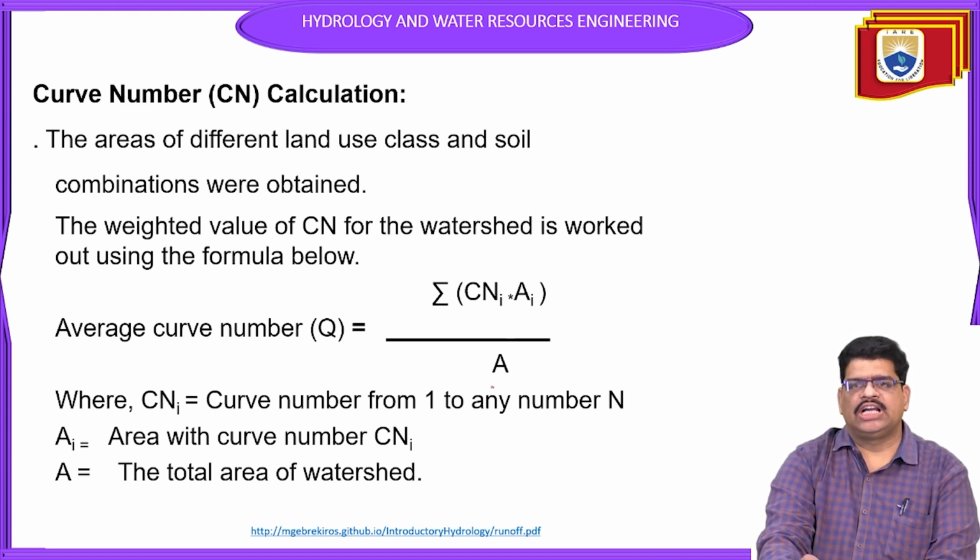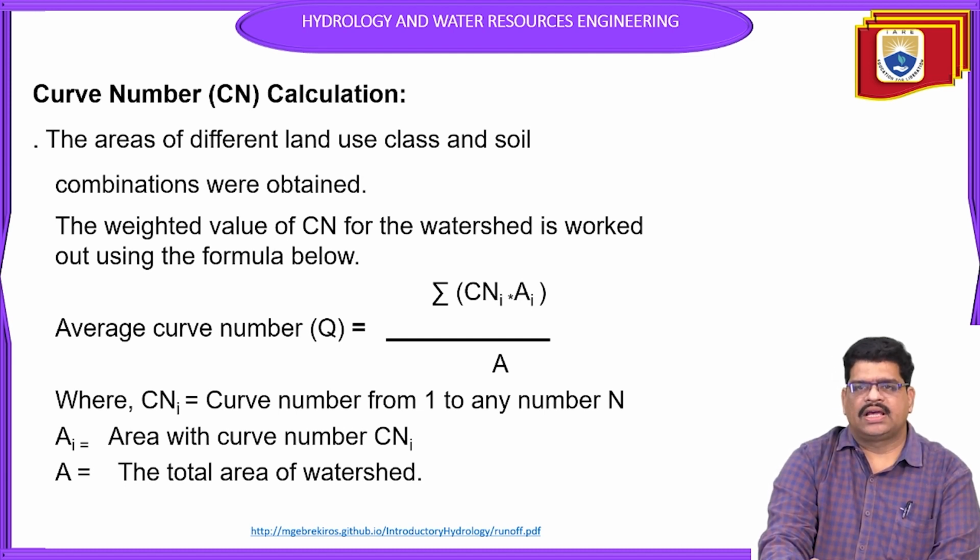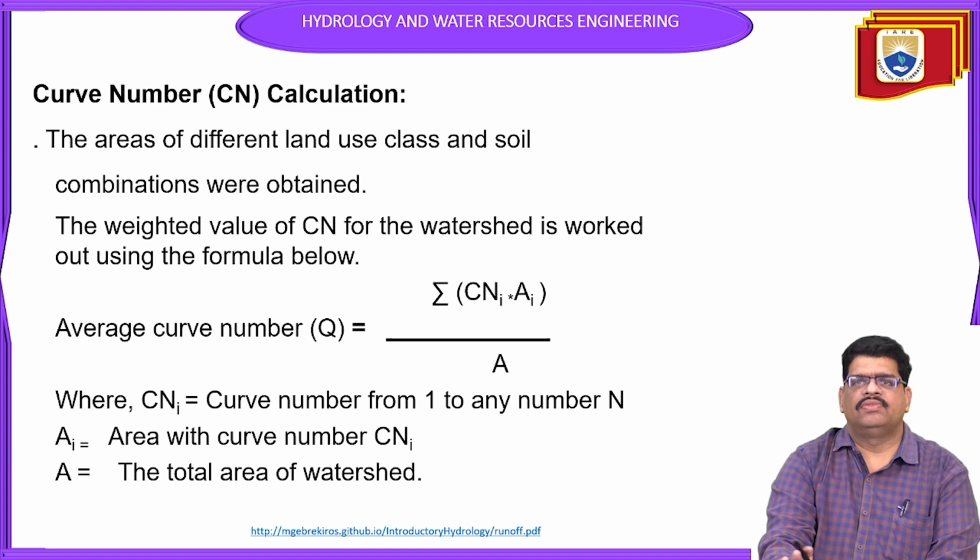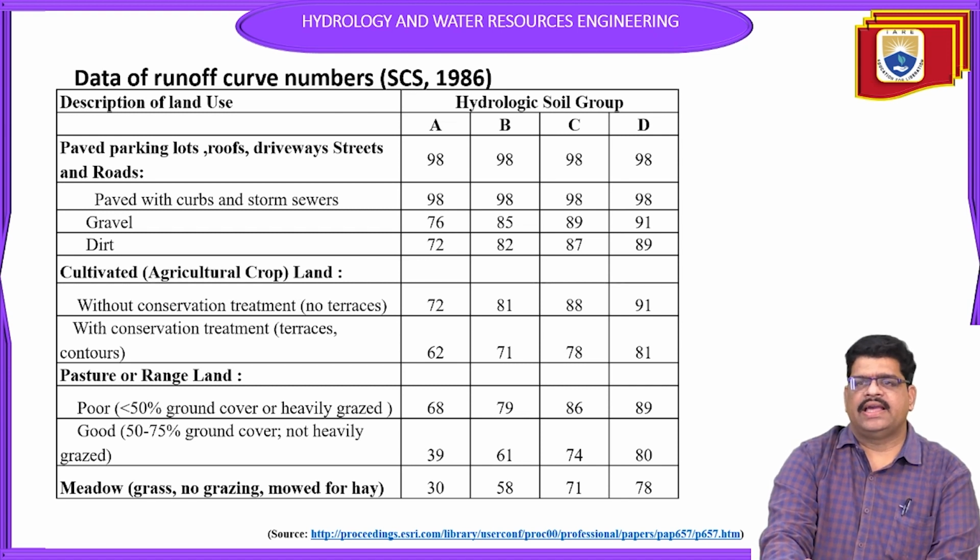Here Cn is equal to the curve number for any of the n areas, and area of the curve Cn1 and total area of the watershed. Here let us see that one in detail, the C1 curve number calculation. So this is the best example.